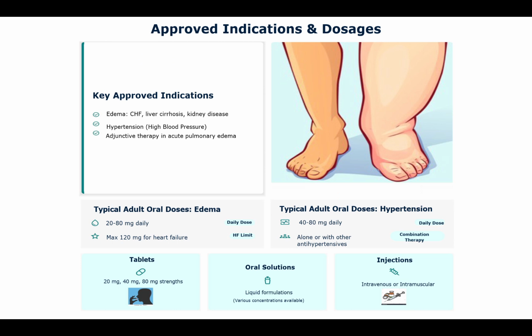In acute pulmonary edema, furosemide is often administered intravenously, and initial doses can vary significantly depending on the patient's condition and the urgency of the situation, aiming for rapid diuretic effect. Regarding dosage forms and strengths, furosemide oral tablets are commonly available in 20 mg, 40 mg, and 80 mg strengths. Oral solutions and injectable forms are also available for specific clinical needs.